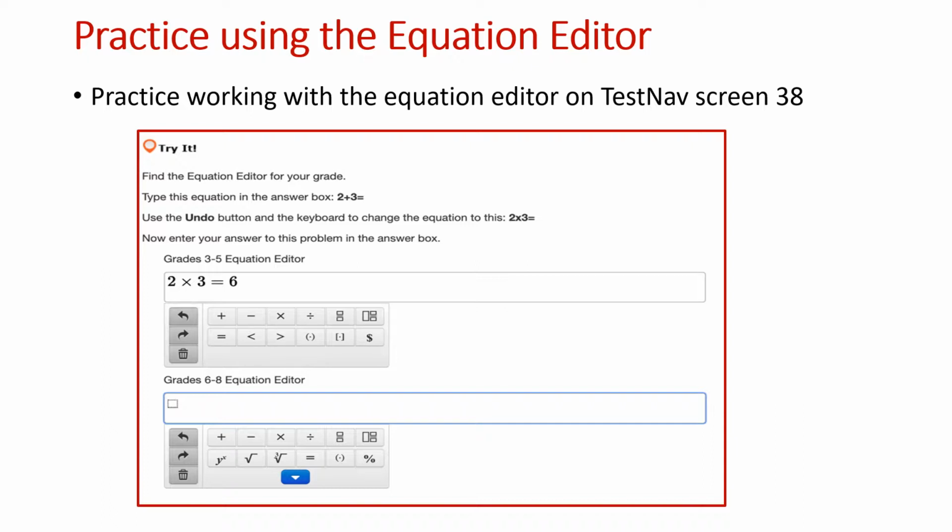This example shows the basic equation editors for grades 3 through 5 and 6 through 8. Students can use this exercise to practice simple equations and become familiar with the editor. The equation editor has the required symbols that students will need to complete questions in each grade.